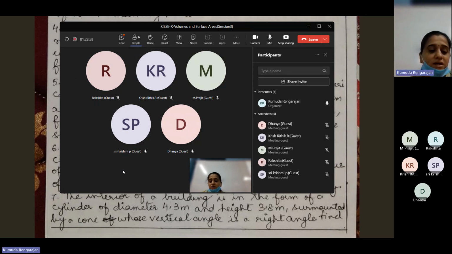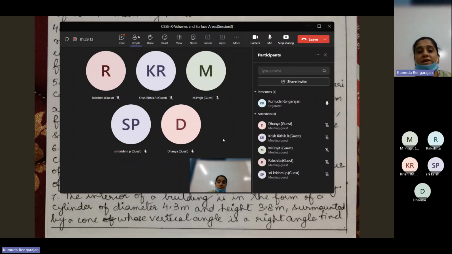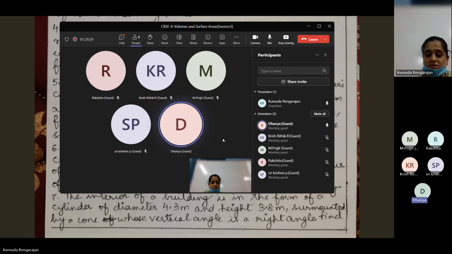What is that called? What's that object called here? A solid, okay. Not the height of the solid, the height of the cylinder. What's the height of the cylinder? Not the height of the solid. The solid's height is made up of the height of the two hemispheres and the height of the cylinder. Ma'am, is it 72? Yeah. 72.